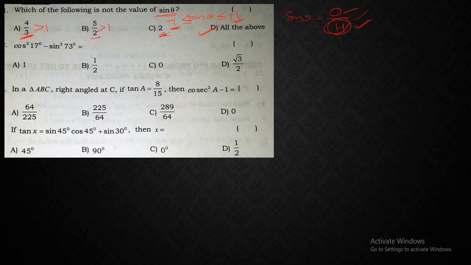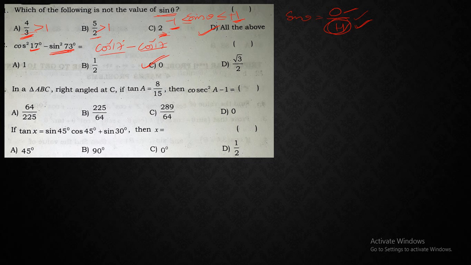Next, cos square 17 minus sine square 73 degrees. So cos square 17 degrees minus sine square 73 degrees. 17 and 73 are complementary to each other, no? So sine square 73 I can write as cos square 17 degrees. Cos square 17 minus cos square 17, 0.